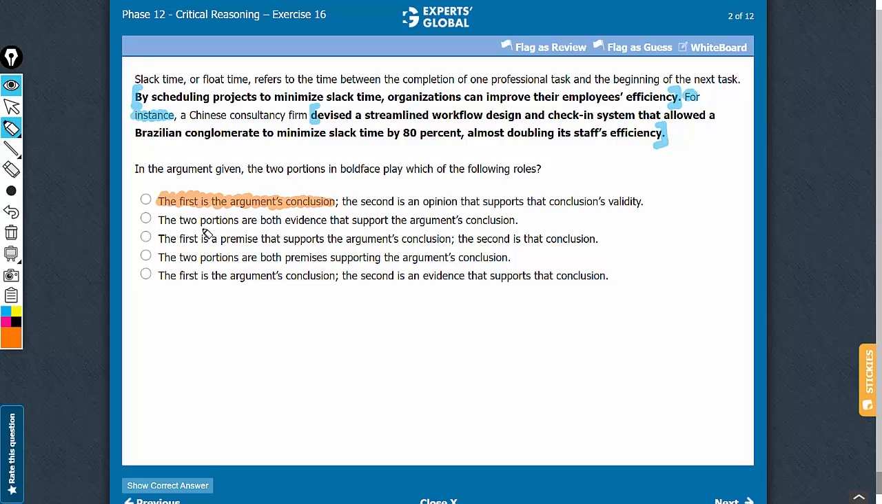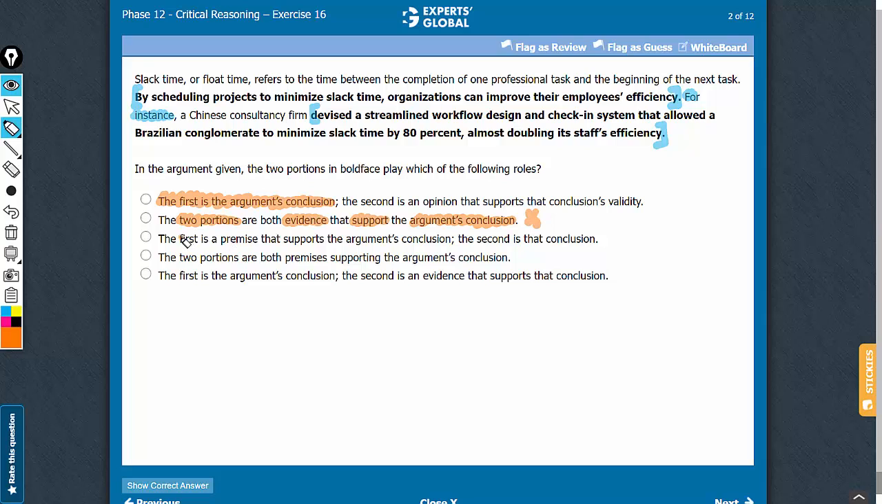correct. So see, answer choice B says that the two portions are both evidence. No, the first is not an evidence supporting the argument's conclusion. The first itself is the conclusion. So this cannot be correct.